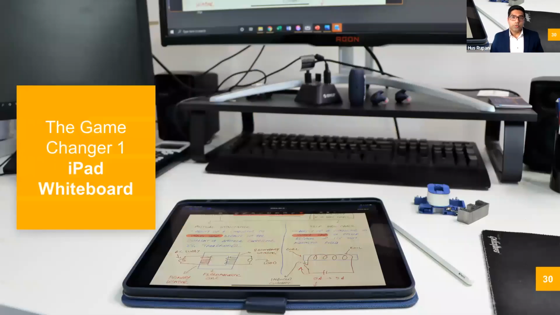They will start to talk to each other. They will start to share information with each other, and they will come up with ideas that could make things even better. So that was very important for me, the communications platform. Which brings me to the first game changer that I wanted to talk to you about.